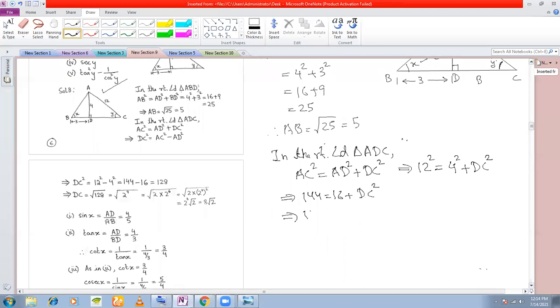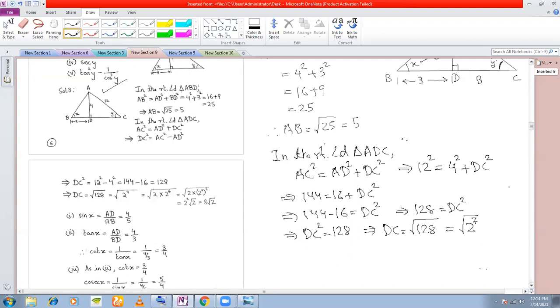That means 144 minus 16 is equal to DC square. That means 128 is equal to DC square. That means DC square is equal to 128. That means DC is the square root of 128. You can prime factorize 128 as 2 to the power of 7.